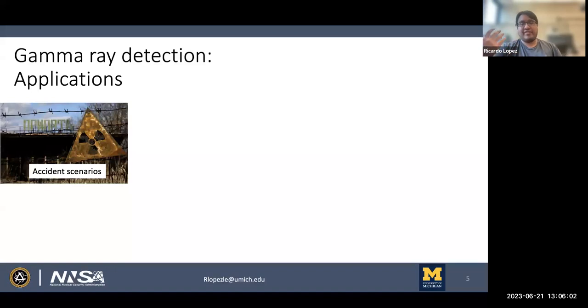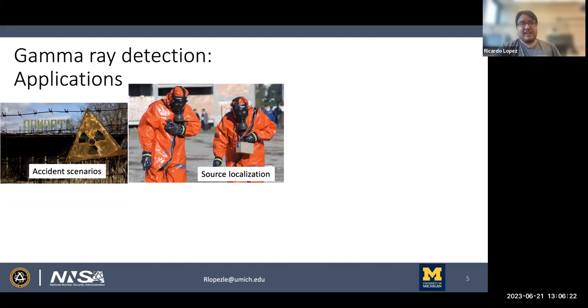You can get the information of the isotopics, and once you have that kind of information, you can pass that along the line of command, and then it can be decided how this accident scenario should be approached. What precautionary measures should be taken to protect everyone involved in that particular situation.